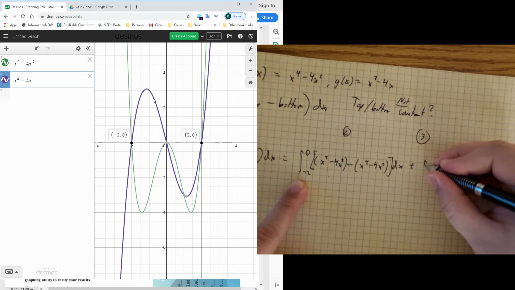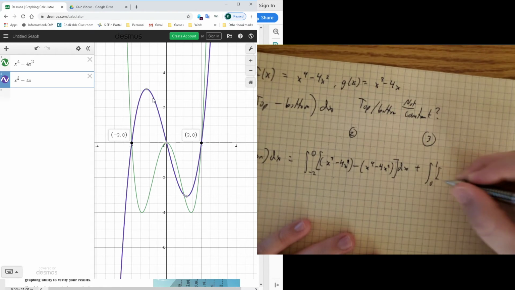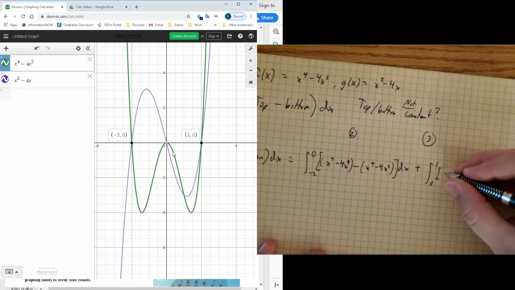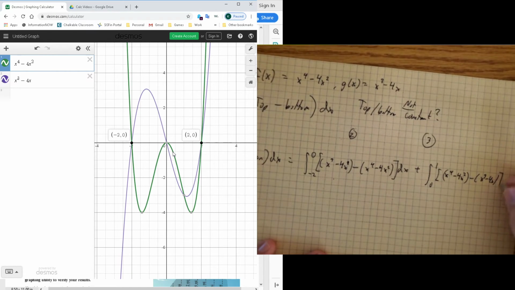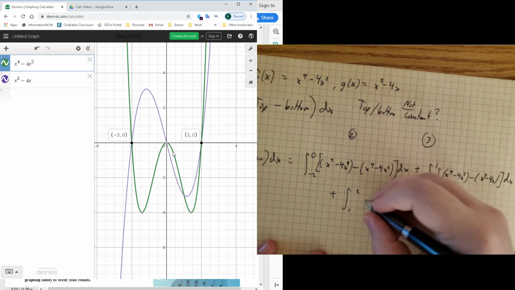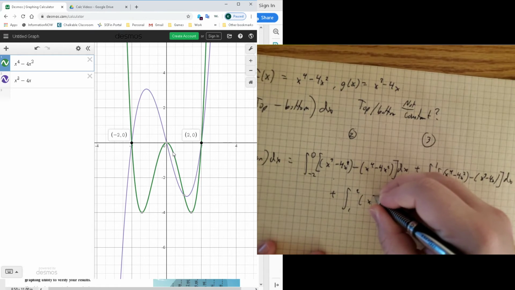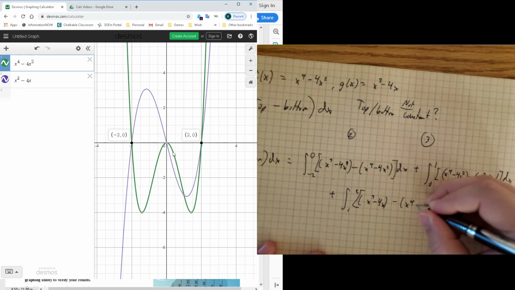Then you have to add to that the second one, which is between 0 and 1, which would be the opposite. So it'd have the green one come first, because it's the one that's on top. The one that's on top would then be x to the 4th minus 4x squared, minus x cubed minus 4x, dx. And then add to that the last one, between 1 and 2, which would look very similar to the first one, just with different boundaries: x cubed minus 4x minus x to the 4th minus 4x squared.